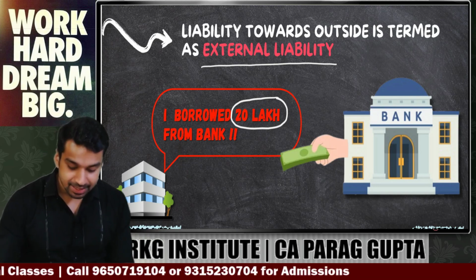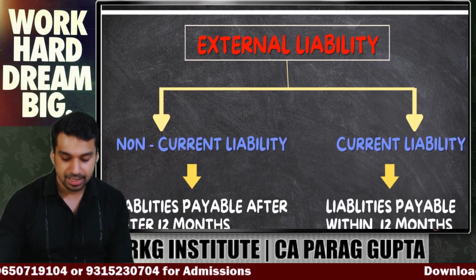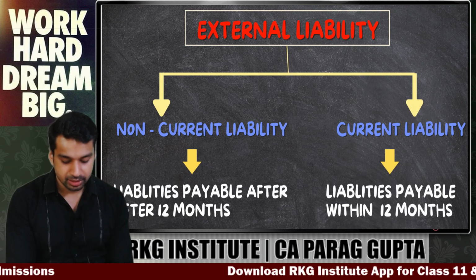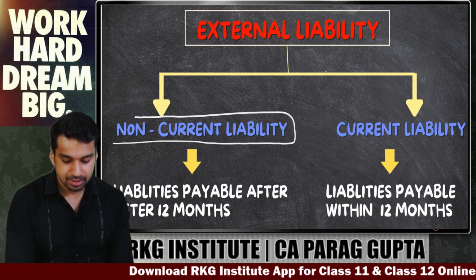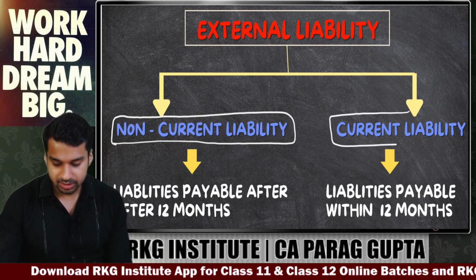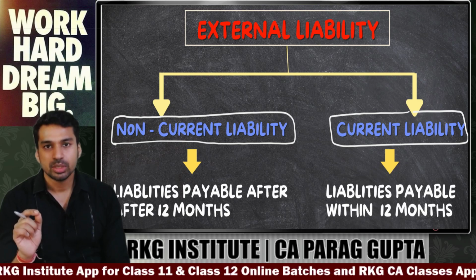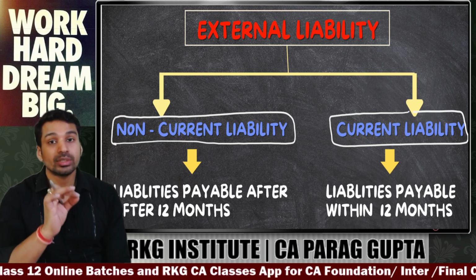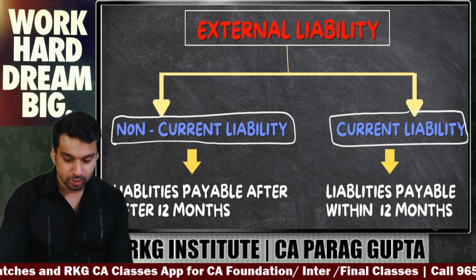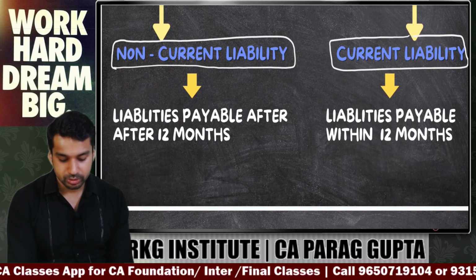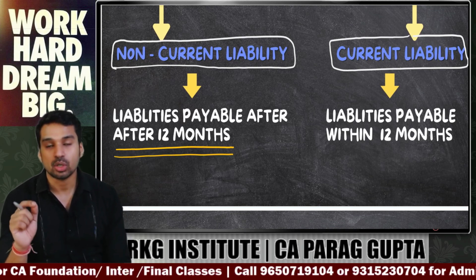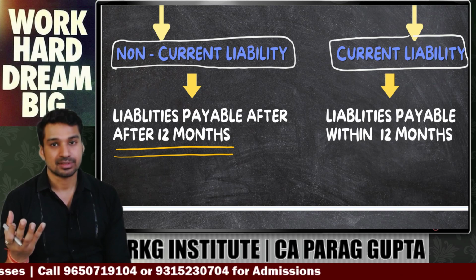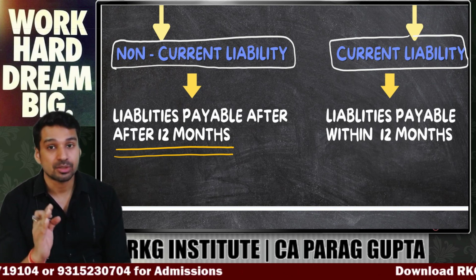Furthermore, external liabilities can further be classified into two types of liabilities. One is known as non-current liability and other is known as current liability. So what is non-current and what is current? There is a very simple difference between the two. If you borrow money or if your liability is for more than 12 months, means if you have to pay back the money for more than 12 months, then that is considered as non-current liability. For example, if you borrow the money for, let's say, 5 years and you have to repay after 5 years, then it is a non-current liability.